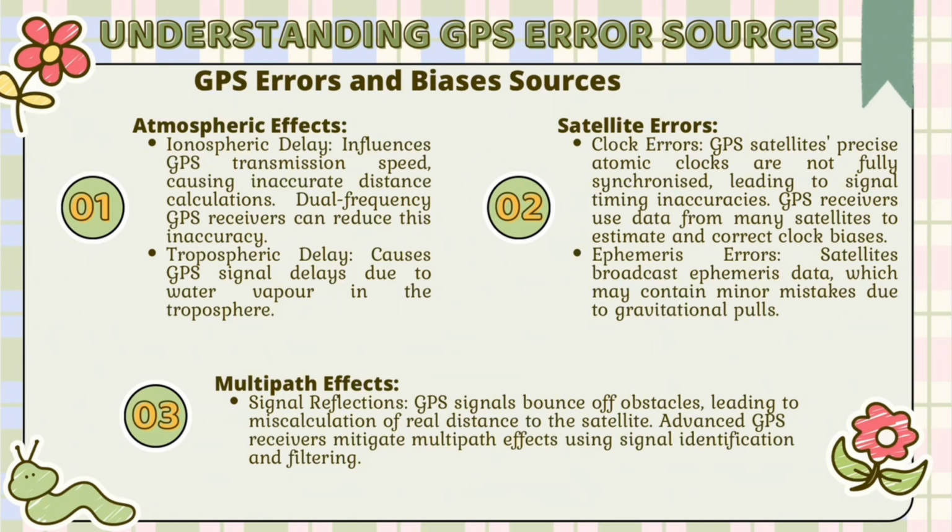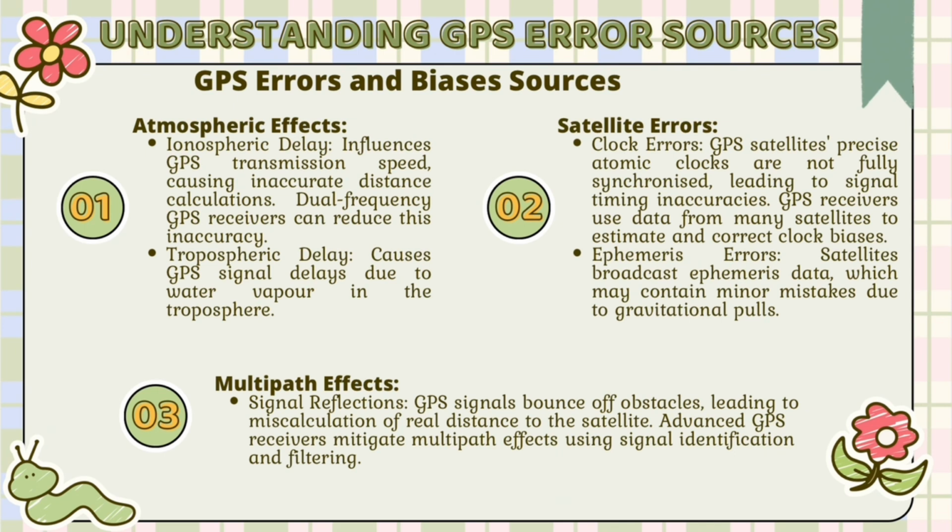Next, understanding GPS error source. There are 3 GPS error and bias source. First, atmospheric effect. There are 2 components, which is ionospheric delay, which influences GPS transmission speed, causing inaccurate distance calculation. Dual frequency GPS receiver can reduce this inaccuracy. Next, tropospheric delay causes GPS signal delays due to water vapor in the troposphere.